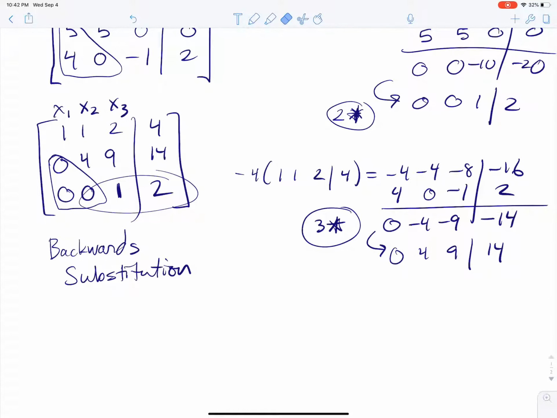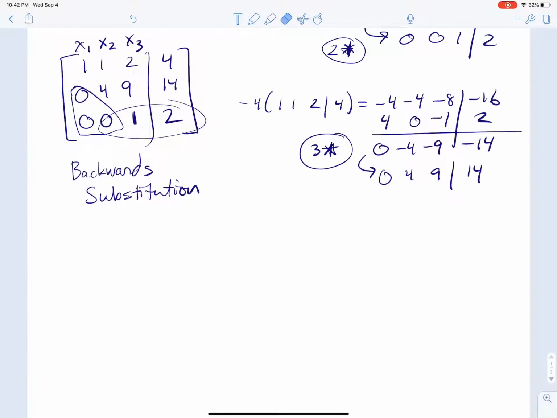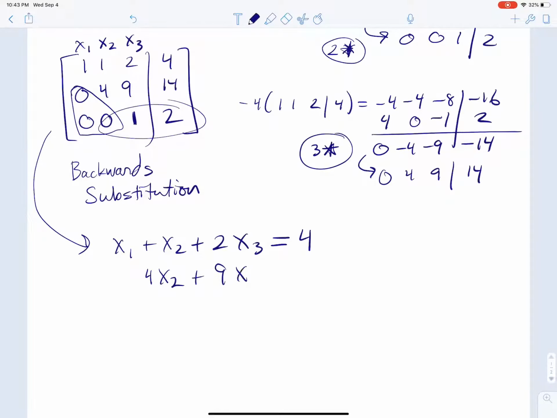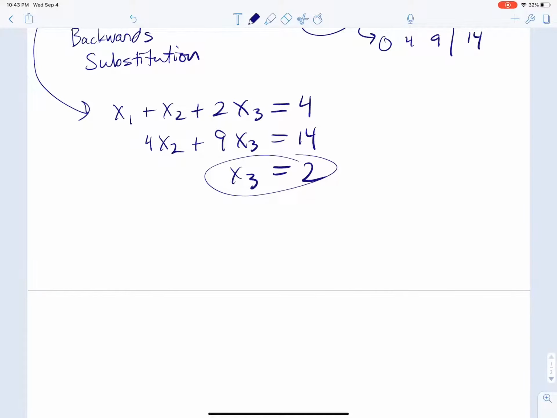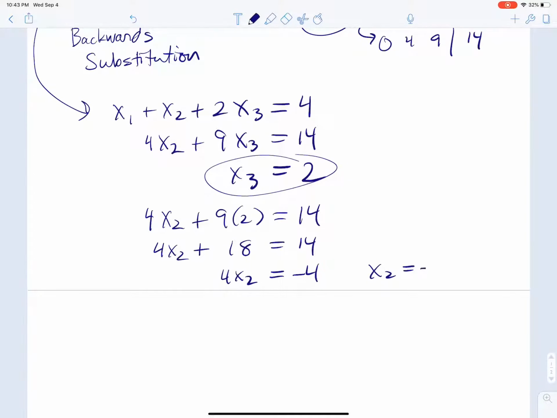Or if you want, you can go back to the system now. So you can say this is x1 plus x2 plus 2x3 equals 4. 4x2 plus 9x3 equals 14. And then x3 equals 2. So you see how we already have x3, so we just substitute that in. So 4x2 plus 9 times 2 equals 14, see? So 4x2 plus 18 equals 14. So 4x2 equals what? Negative 4. So x2 equals negative 1.